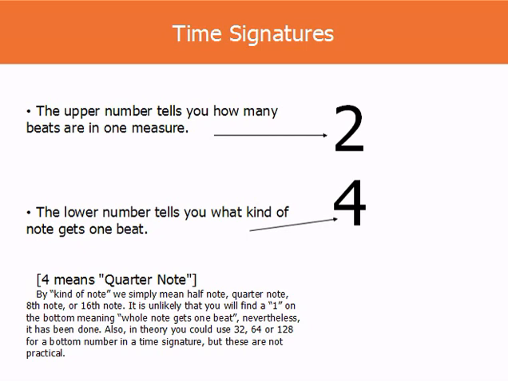By kind of note, we simply mean half note, quarter note, eighth note, or 16th note, etc. It's unlikely that you'll find a 1 on the bottom, meaning whole note gets 1 beat. It could be done. Also, in theory, you could use 32, 64, 128 on the bottom in a time signature, but these are not practical.